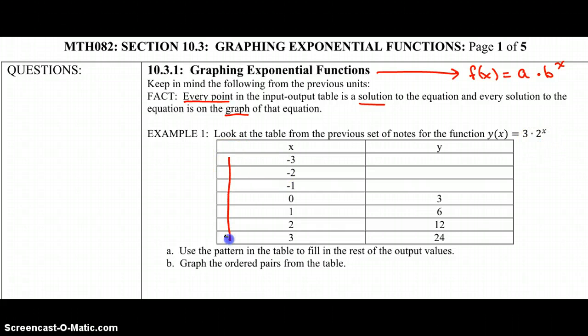We should notice first off that our inputs keep increasing by 1: -3, -2, -1, 0, 1, 2, 3. And our outputs, to get from 3 to 6 to 12 to 24, keep doubling, keep multiplying by 2. So if in this direction we need to multiply by 2, in the opposite direction we need to divide by 2. I'm going to keep them as fractions, so we'll get 3 halves, divided by 2 we'll get 3/4, divided by 2 we'll get 3/8. Part 8 says to use the pattern in the table to fill in the rest of the output values, so we just did that.